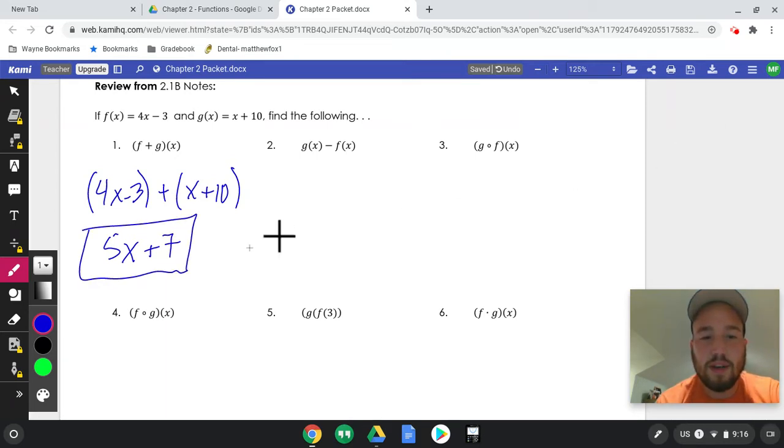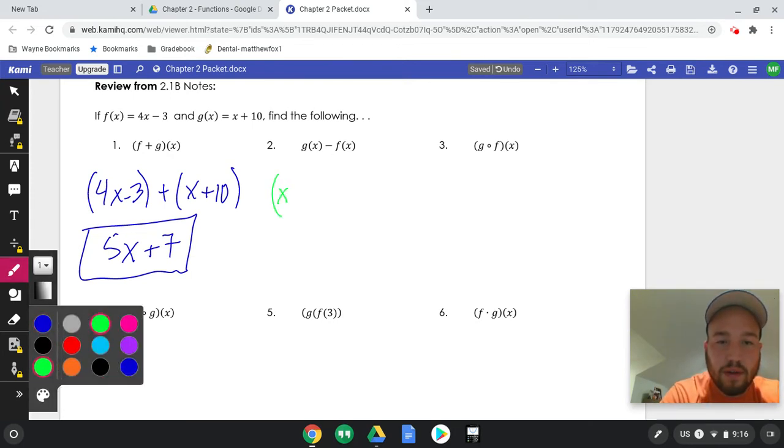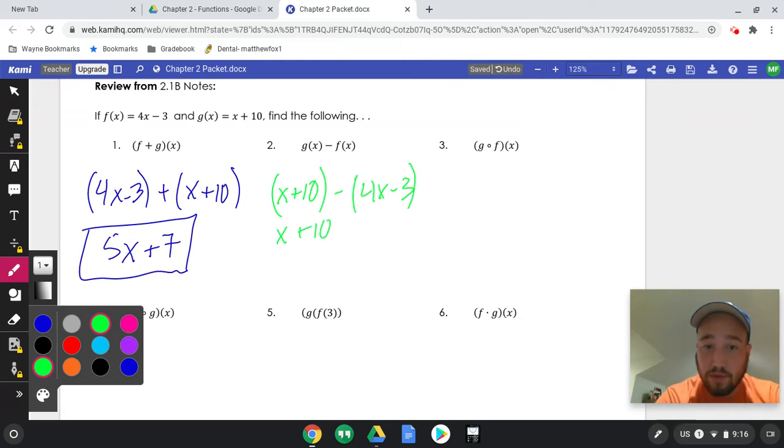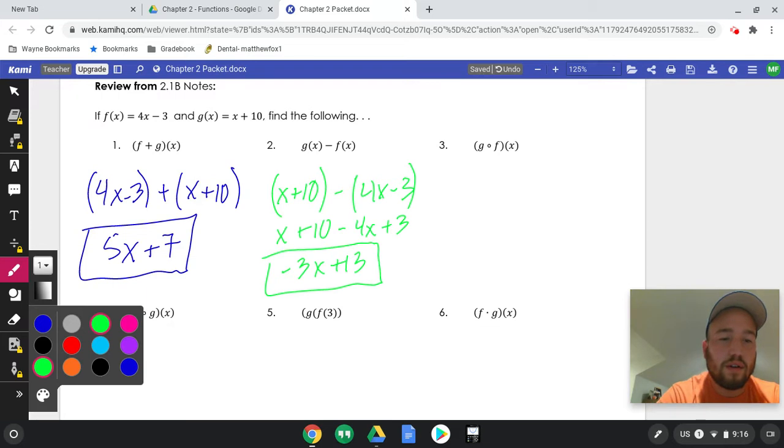Now the next one, same idea, except now it's g of x minus f of x. So once again, I'm going to put parentheses around them: x plus 10, and remember, order does matter in this case with subtraction, minus 4x minus 3. Now we distribute that negative in, and the x plus 10 will stay the same, so keep change change, or keep change flip, or distribute, whatever helps you remember it. And that becomes plus 3. And now we combine our like terms, so negative 3x plus 13, and that is our final answer.